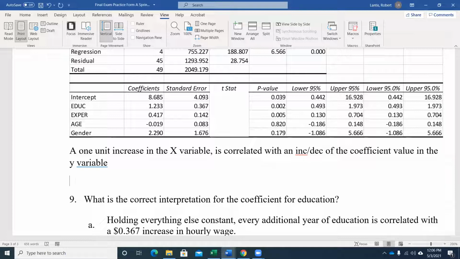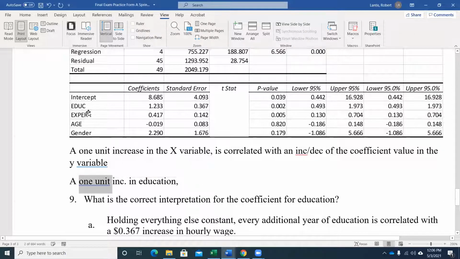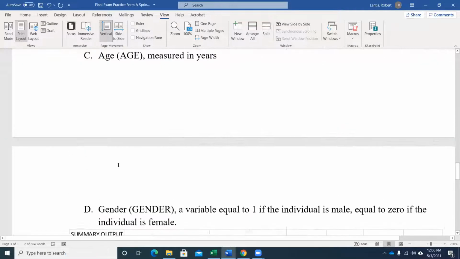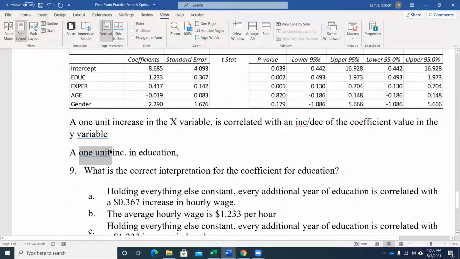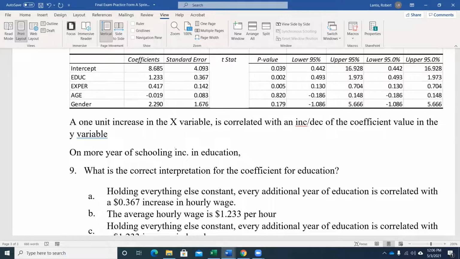here's what I saw some people do. It's incorrect. So you wouldn't say a 1 unit increase in education, right? You don't want to start out saying that, because this general interpretation is 1 unit. What is 1 unit of education? Well, if we go up here, we're told education is measured in years of schooling. So you would say 1 more year of schooling, right? That's the 1 unit increase in education. That's the interpretation for the context of this example.